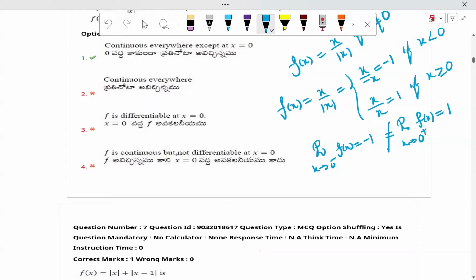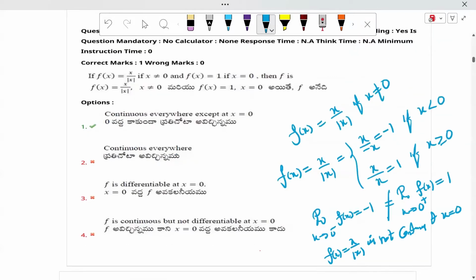బోత్ ఆర్ ఈక్వల్? బోత్ ఆర్ నాట్ ఈక్వల్. అంటే therefore ఫంక్షన్ f of x equal to x by mod x is not continuous at x is equal to 0. x is equal to 0 వద్ద కంటిన్యూస్ కాదు. సో ఎక్కడైనా సరే కంటిన్యూస్ అవుతుంది కానీ x is equal to 0 వద్ద ఫంక్షన్ అనేది కంటిన్యూస్ కాదు.